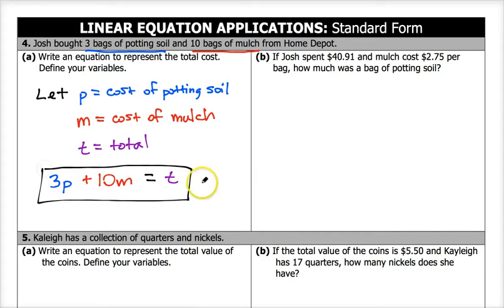And so now we're going to use this equation in part B, which says if Josh spent $40.91 and mulch cost $2.75 per bag, how much was a bag of potting soil? So we've been given two variables here now. We've been given the total, T, $40.91, and we've been given the cost of mulch, $2.75. So I can take both of those, substitute them into my equation, and solve for my other variable, P.